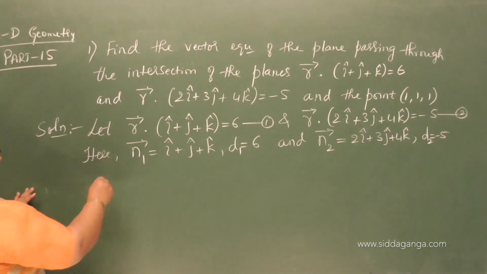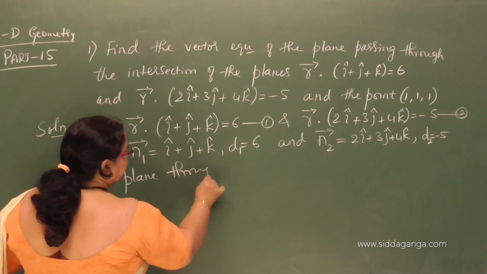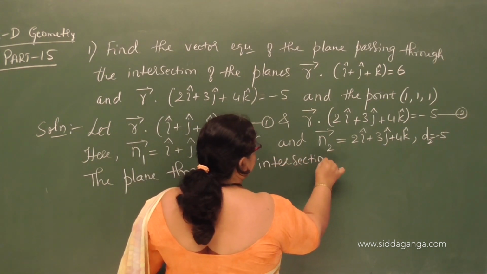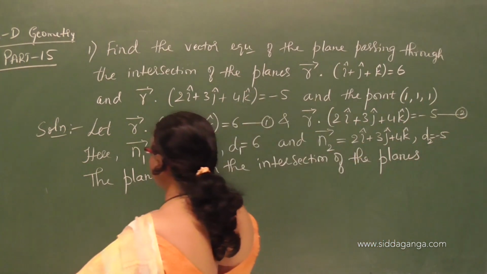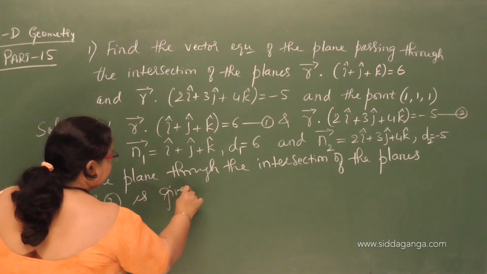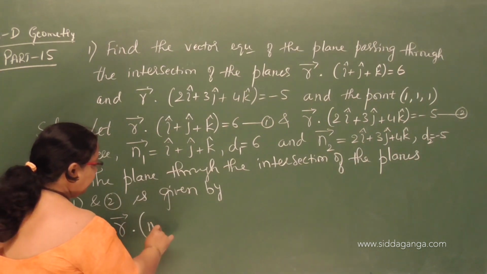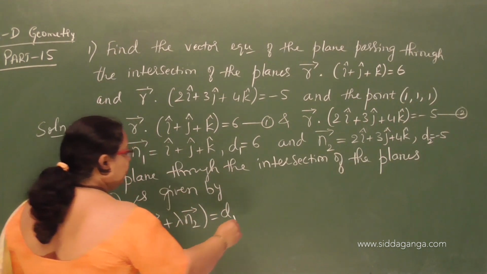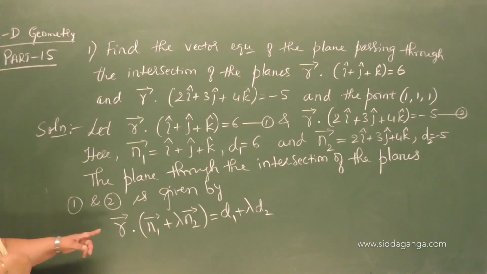Then the plane through the intersection of planes 1 and 2 is given by vector r dot (n1 vector plus lambda times n2 vector) equal to d1 plus lambda times d2. We have to substitute into this and write it.